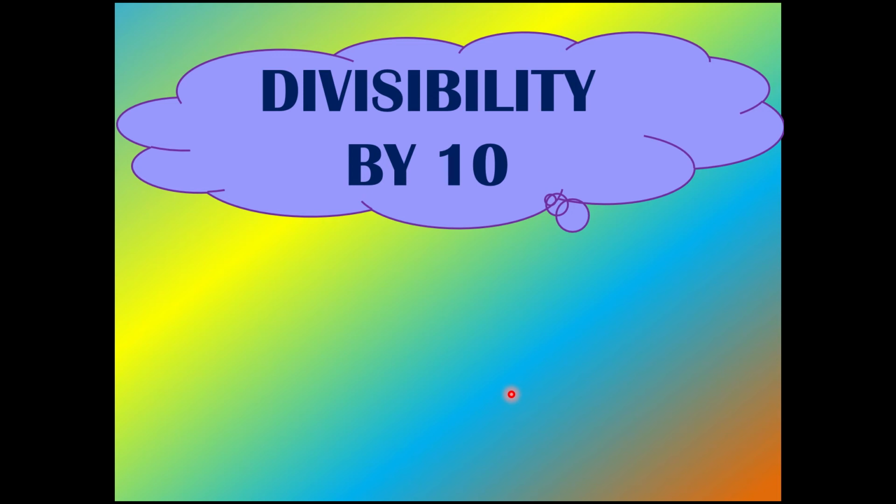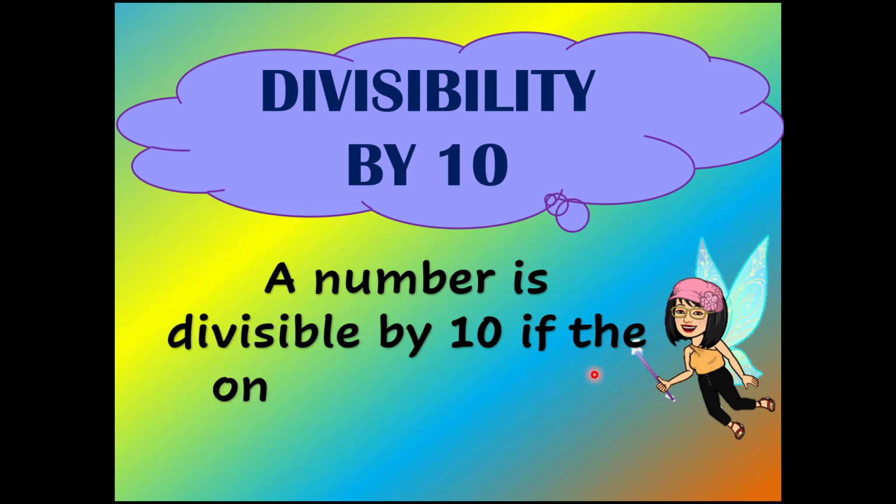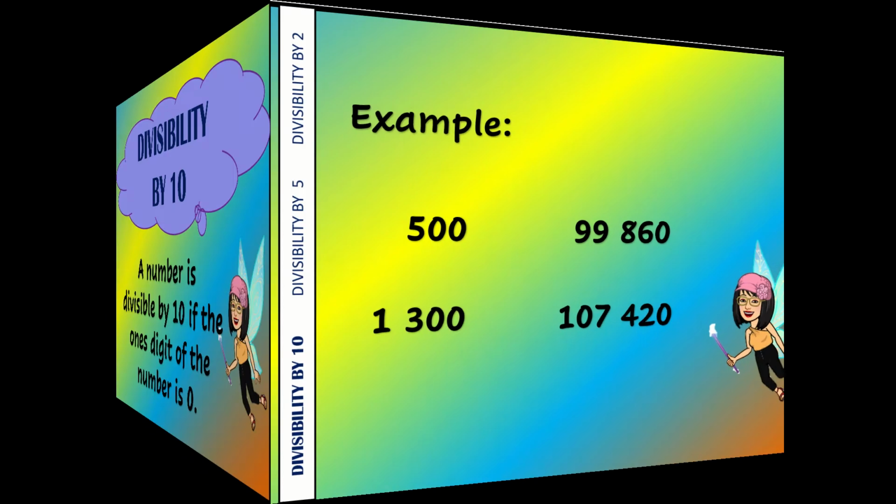Divisibility by 10. A number is divisible by 10 if the ones digit of the number is 0. Remember, the ones digit or the last digit is 0.